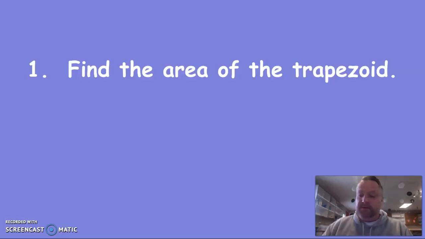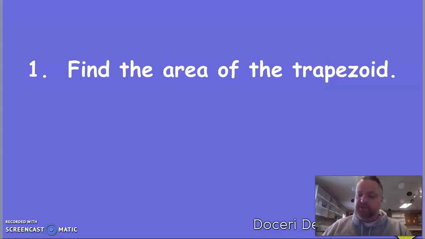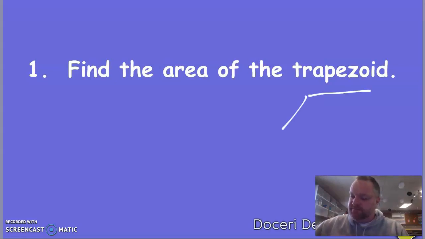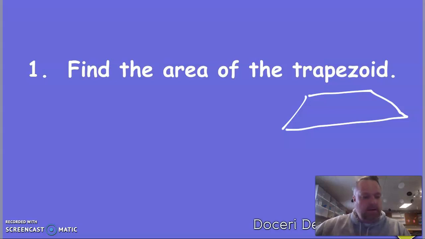Okay, let's start with number 1. We're going to find the area of a trapezoid. I'm going to draw a trapezoid first, and then I'll label it with some numbers here.